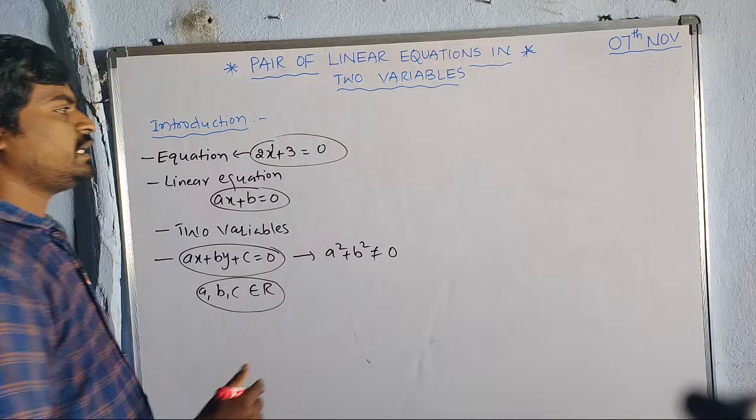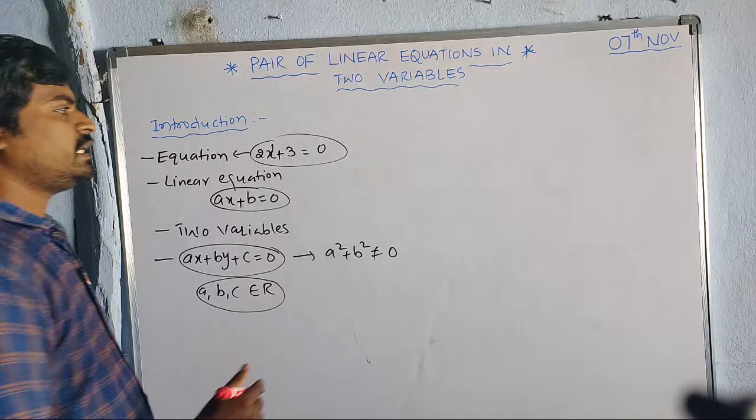Based on this comparison of ratios, we can conclude how many solutions the given pair of equations has and what the shape of the graph is. We can say directly: if A1 by A2 not equals to B1 by B2, then what is the graphical representation? Very simple, intersecting lines.